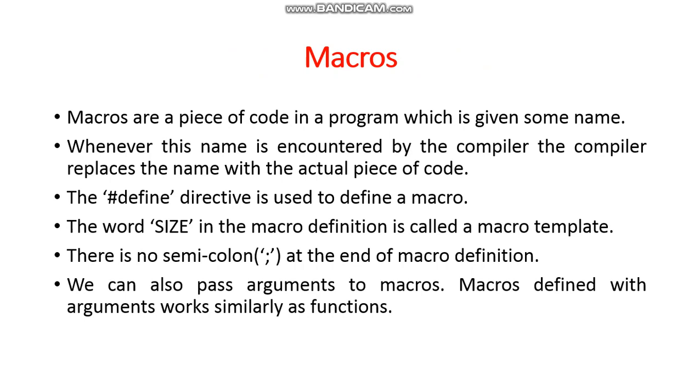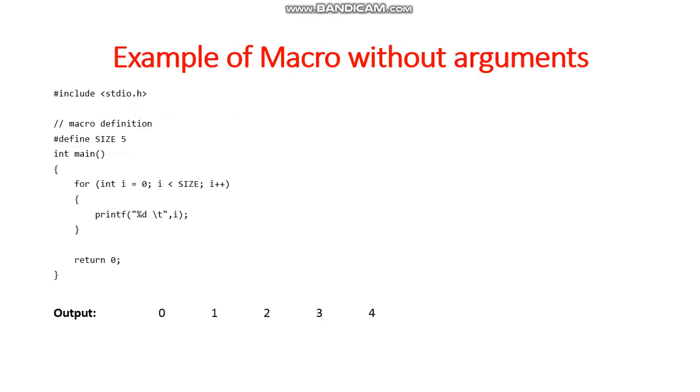We use the #define directive to define a macro. We don't use any semicolon or terminator at the end of a macro definition. Macros can also receive arguments. When arguments are passed to the macros, they work the same as functions do. Macros can be used both without arguments and with arguments. First, let us see how macros are used without arguments.